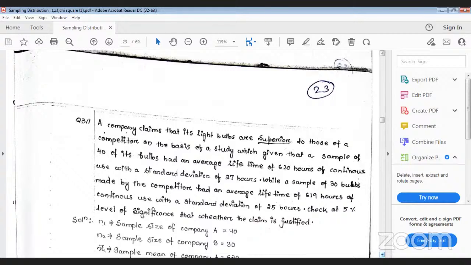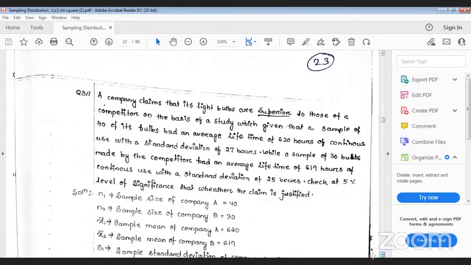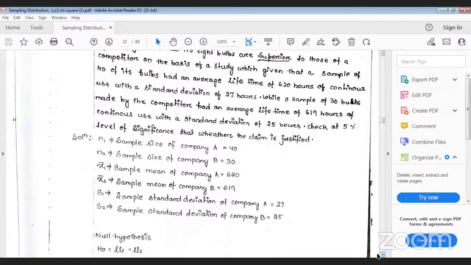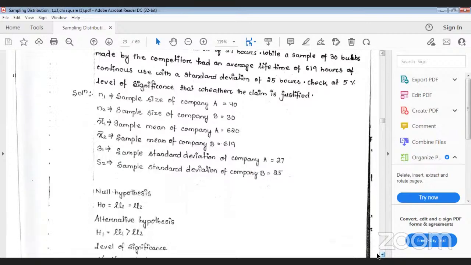Similarly, another question, this one you can do by yourself. I will proceed further. This is also the same type, where the alternative hypothesis is greater than.